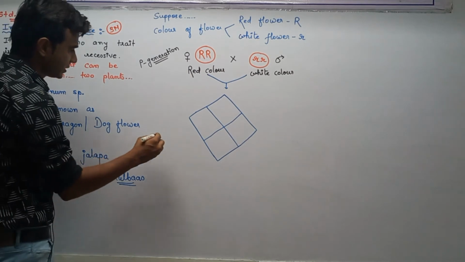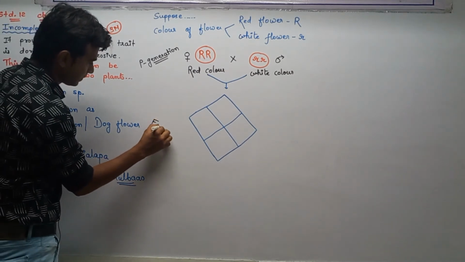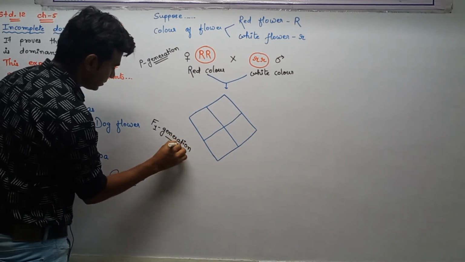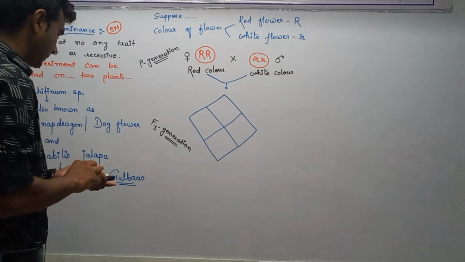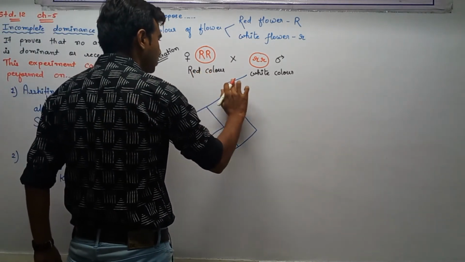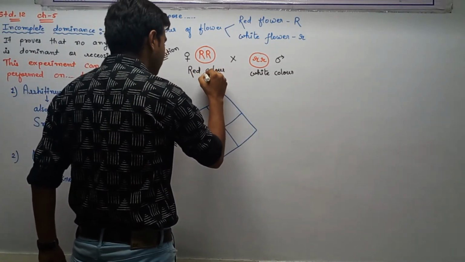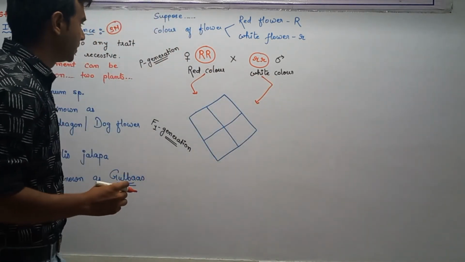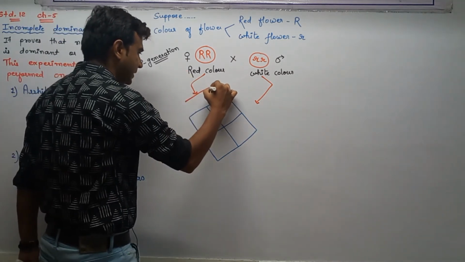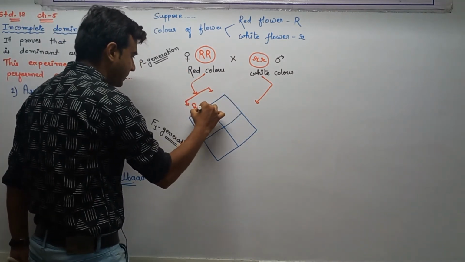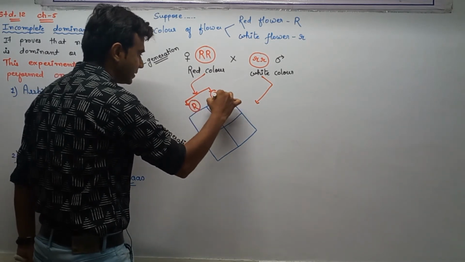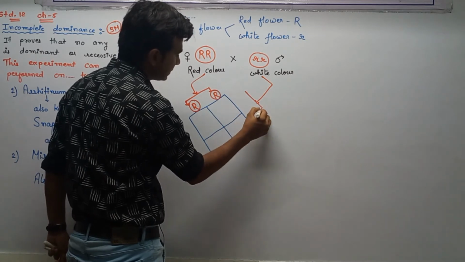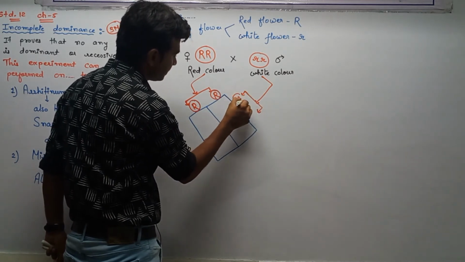Fine. So this is the F1 generation Punnett square. So what do you write here? The red flowers cross with each other. The red flower produces two gametes, both capital R and capital R. Here the two gametes are small r, small r. You know it very well.